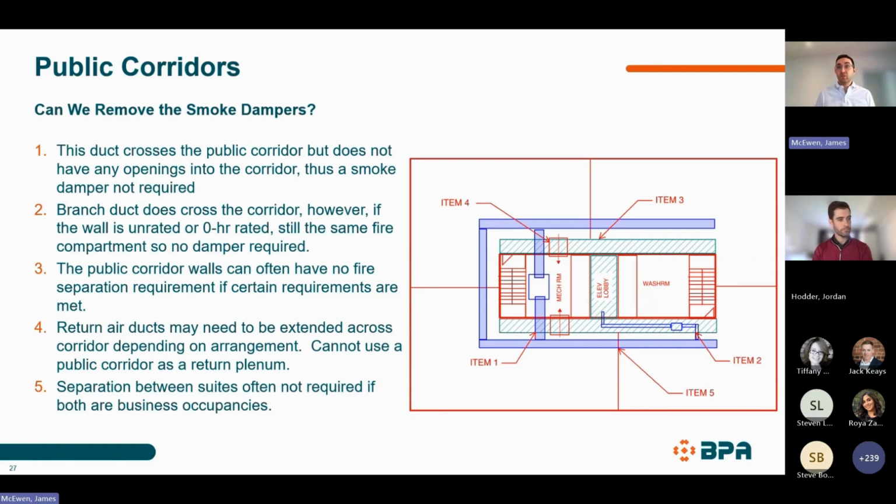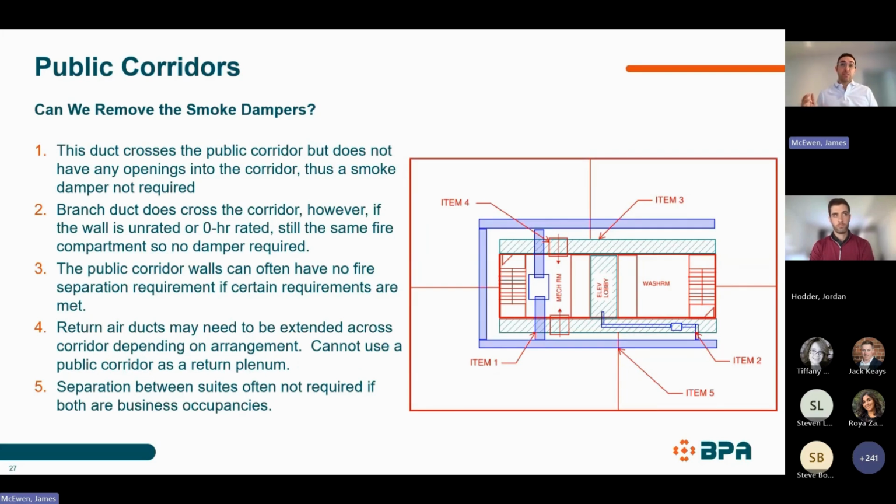So number one is where we have the main supply duct coming out of the mechanical room. If it crosses right over that public corridor, if it does have a 0-hour rating, say it's even a system that serves multiple fire compartments, as long as it doesn't supply into that public corridor, like it has no openings into it, then you can use the exclusion that lets us waive it for that scenario.